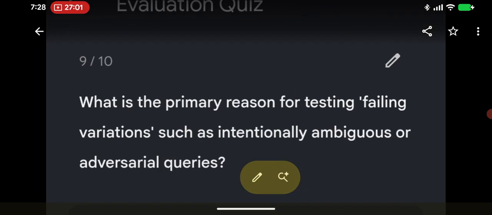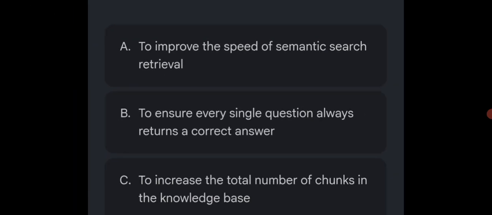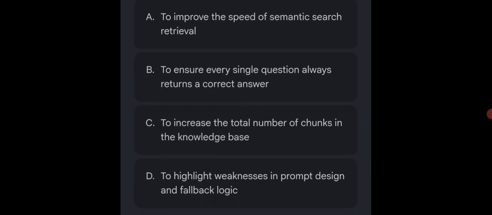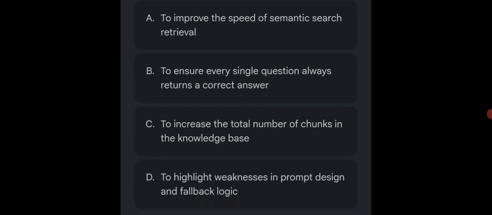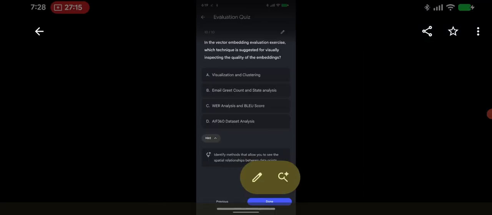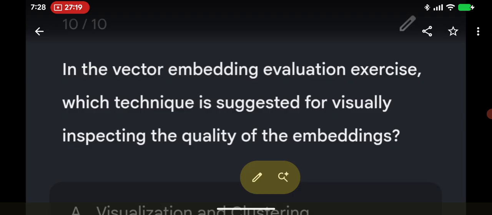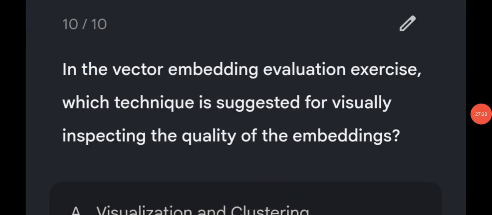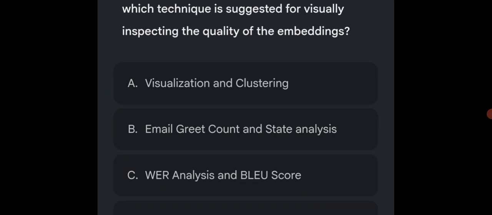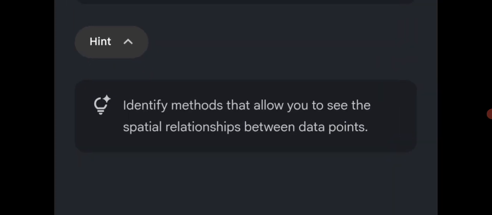Next question. What is the primary reason for testing failing variations such as intentionally ambiguous or adversarial queries? Here are the options, and here is the hint. In the vector embedding evaluation exercise, which technique is suggested for visually inspecting the quality of embeddings? Here are the options, and here is the hint.